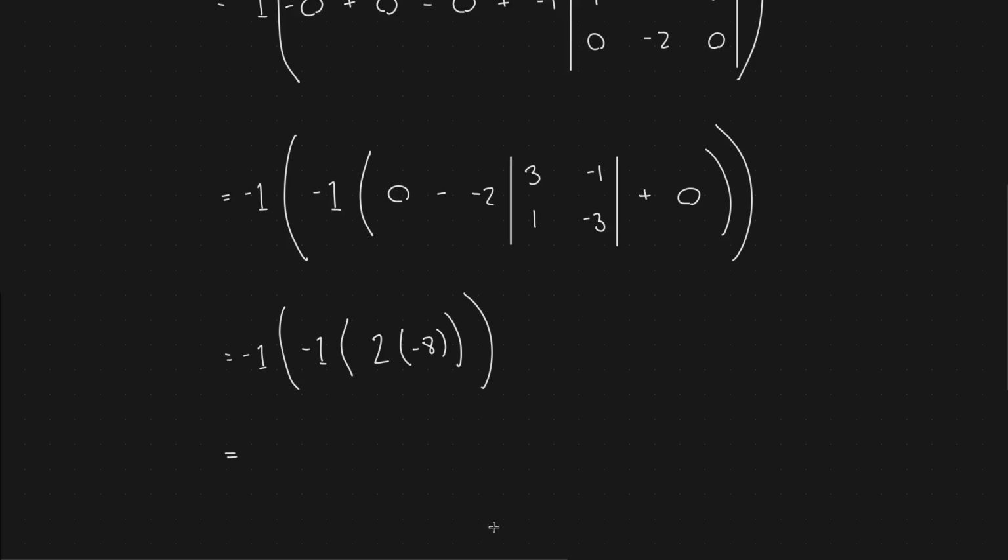Okay. And so I get negative 1 times negative 1 times 2 times negative 8. That's 3 negatives, so the answer will be negative. And 1, 1, 2, 8, if I multiply those together, I get 16. So negative 16 is the determinant of this 5 by 5 matrix.